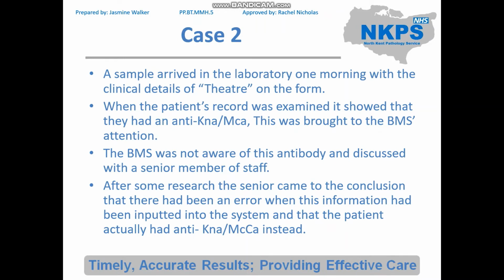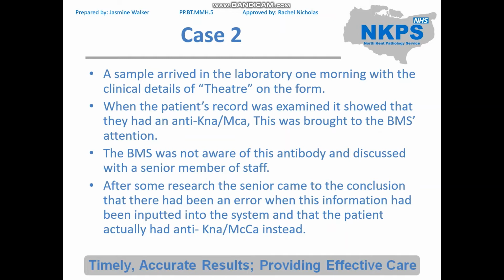So this is one where in the lab there was a sample that was received, and on the form the only clinical detail present was theatre. When the patient was looked up on our LIMS system, it showed that they had an anti-KNA/MCA. This was brought to the BMS's attention, who wasn't aware of this antibody, so came and discussed it with a senior member of staff.